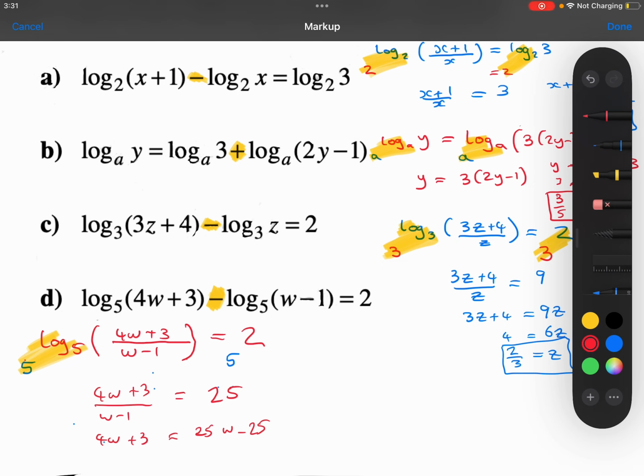I'm now going to subtract the 4w from both sides. And I'm going to add the 25 to both sides. Divide both sides by 21. And I find that w is 28 over 21, or 4 over 3.